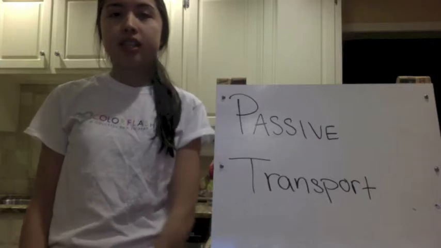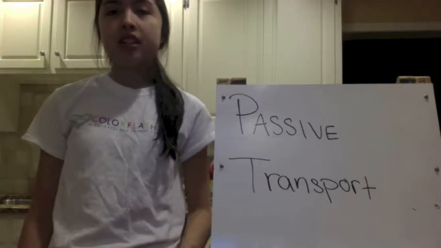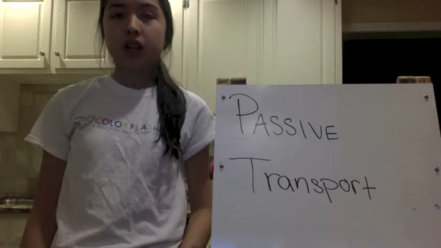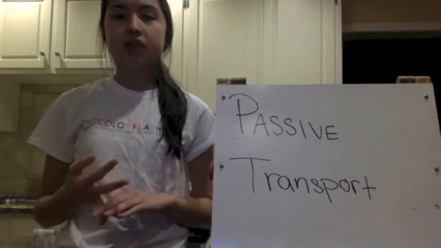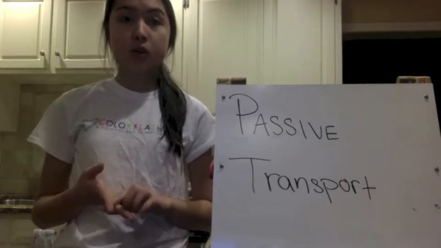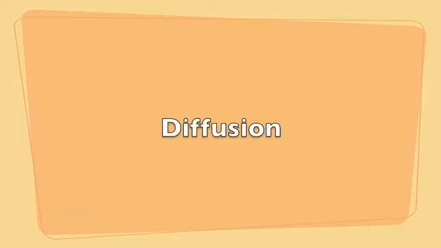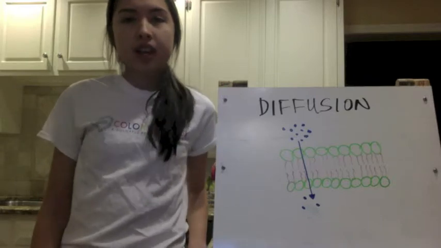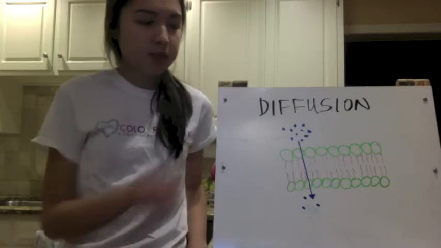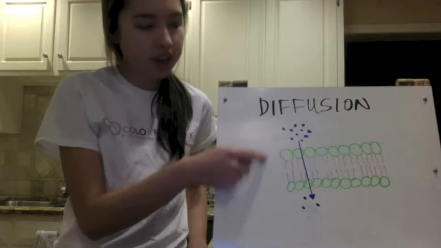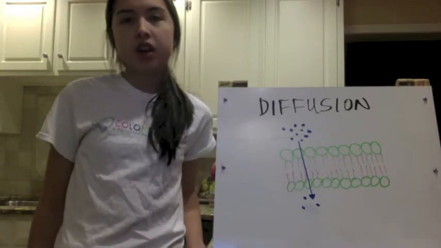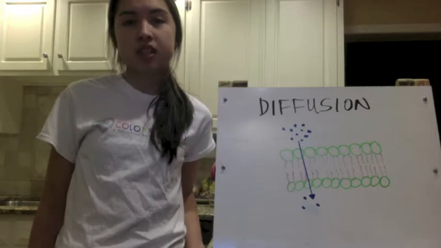Passive transport is an easy movement of molecules that does not require energy and work. There are 4 types of passive transport: simple diffusion, facilitated diffusion, filtration, and osmosis. Diffusion is a type of passive transport. It's the movement of particles from an area of high concentration to an area of low concentration. And this continues until the concentration of the substances are equal.